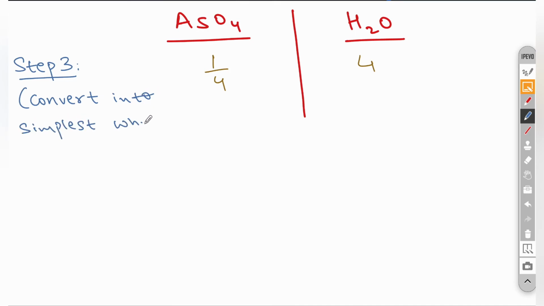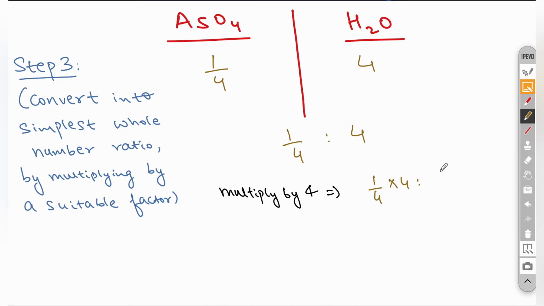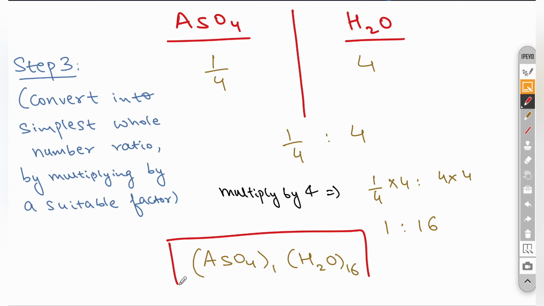Convert into the simplest whole number ratio by multiplying by a suitable factor. Guess what is the suitable factor here? It is clearly 4. So 1 by 4 : 4, multiplying both sides by 4, so 1 by 4 into 4 is to 4 into 4. It will be 1:16. So the empirical formula of the compound will be ASO4·16H2O. So this is the answer.